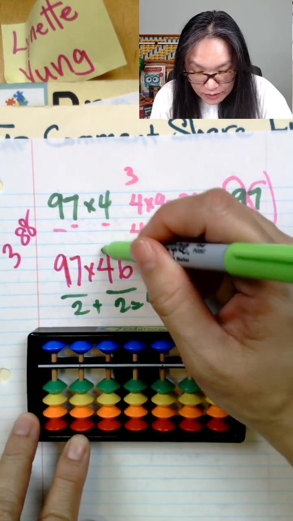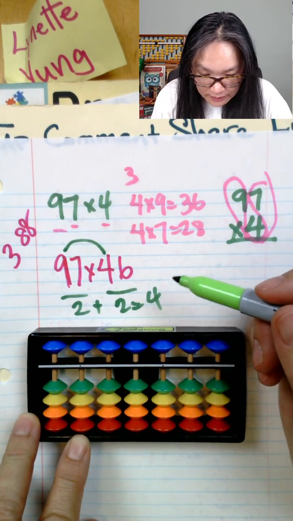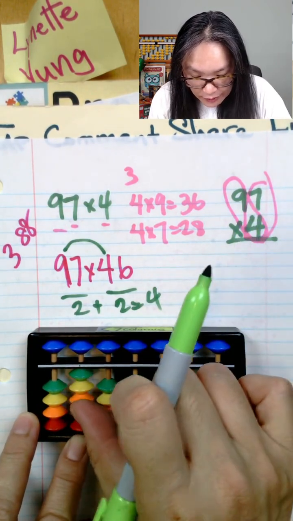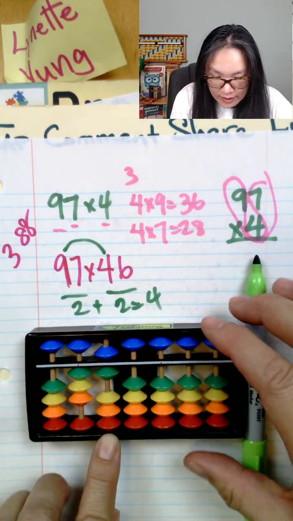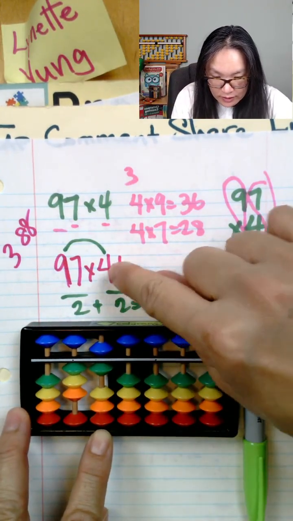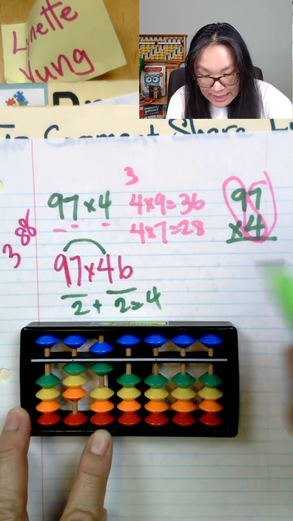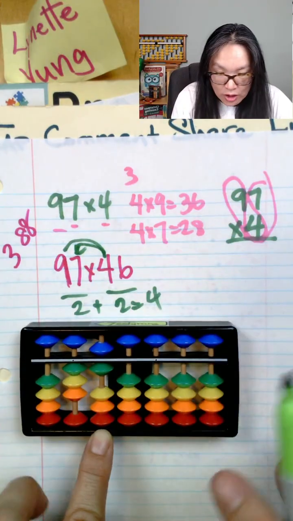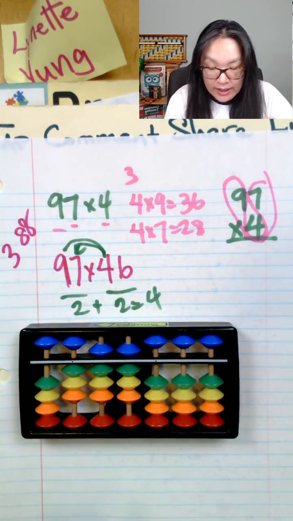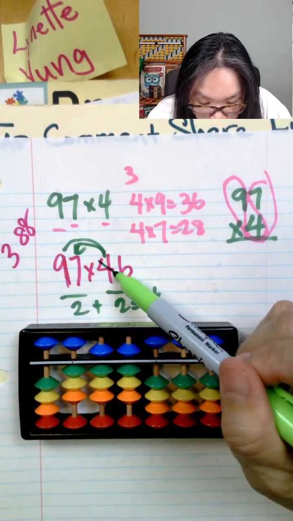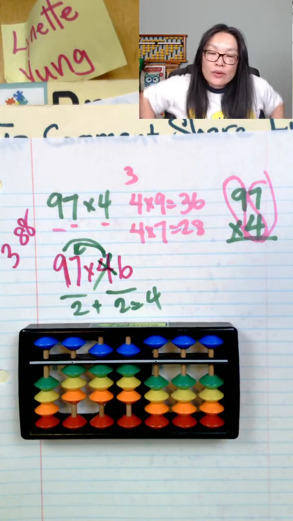Now, again, we do 4 times 9 is 36. So I add my 30, I add my 6, and move my finger over. I'm going to try to be more visual. Then 4 times 7 is the next one. 4 times 7 is 28. So I add 20 and I add 8. Okay, we are done with the 4. That's fine. Now what do we do?